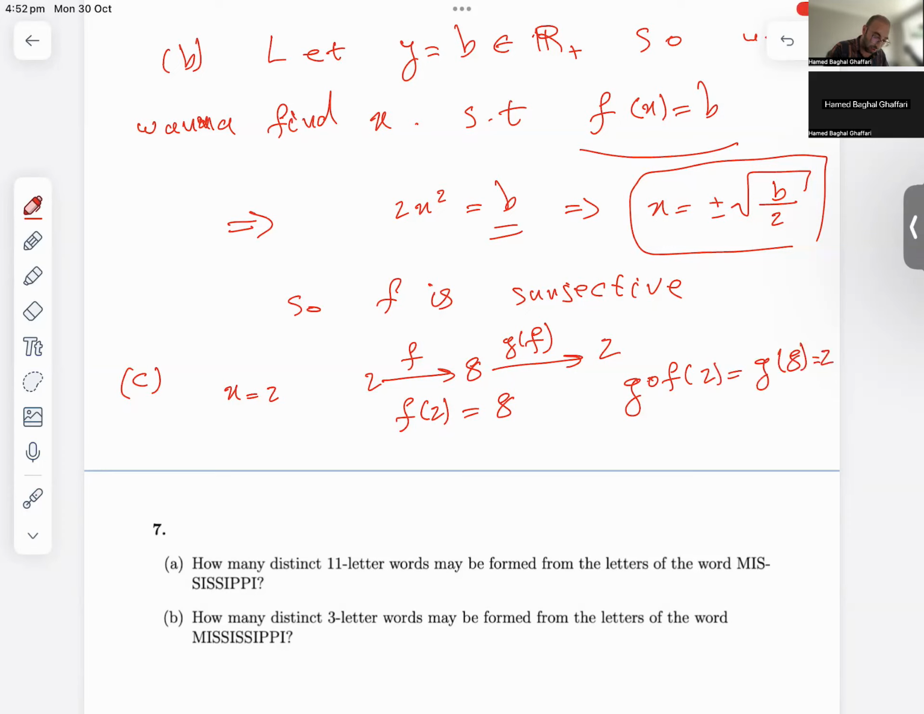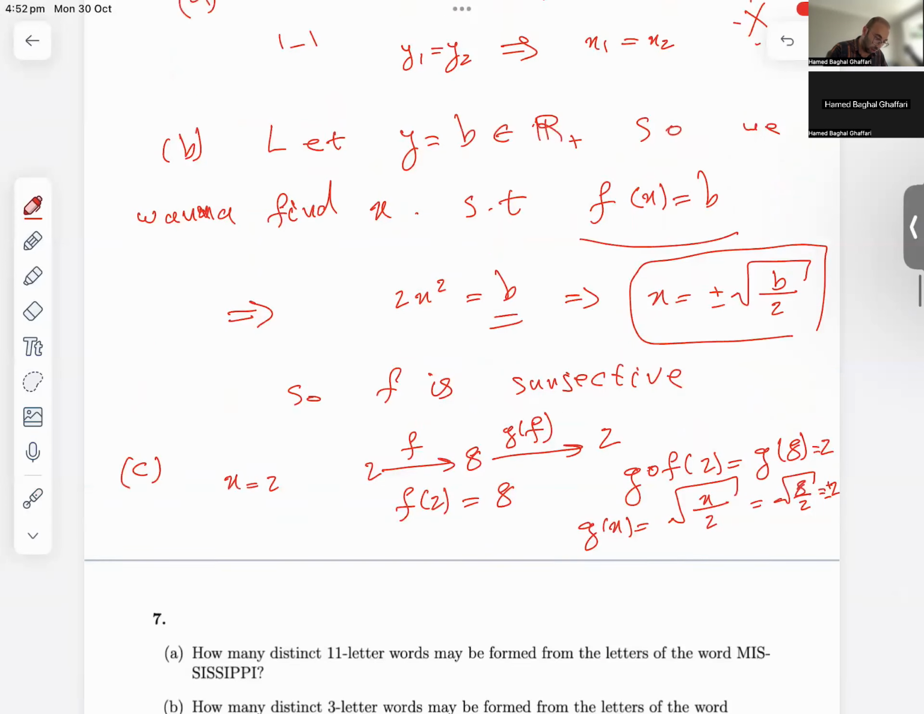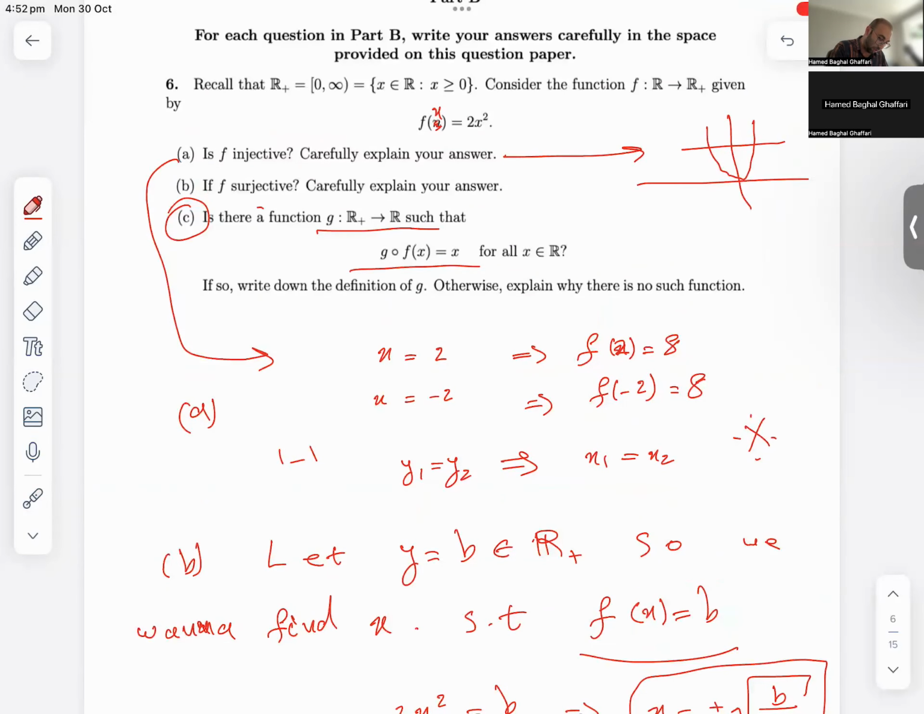But then g of x could be the square root of x over 2, and this will be the square root of 8 over 2, which is the square root of 4, and this will be plus or minus 2. So actually, we cannot find a unique one. We cannot definitely find a unique function.